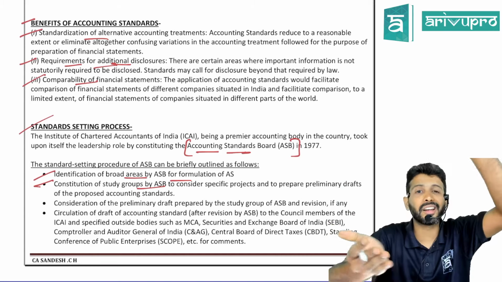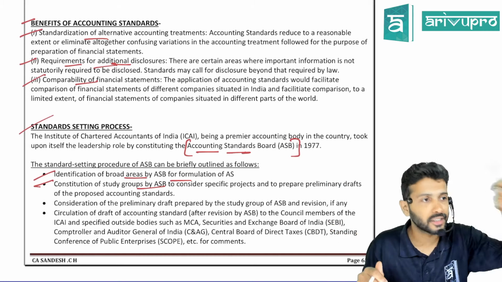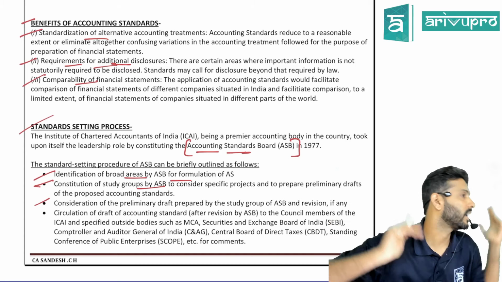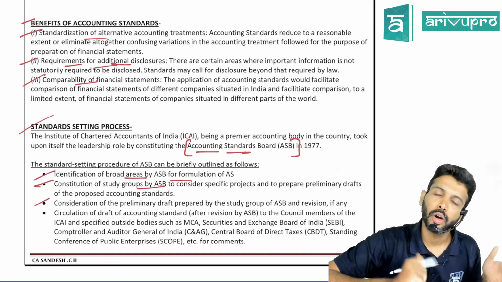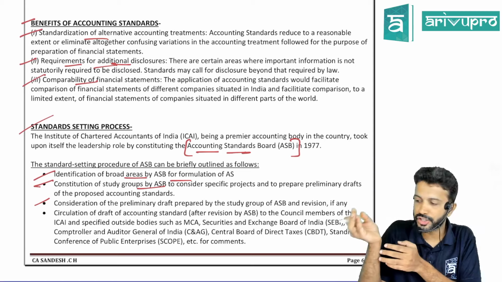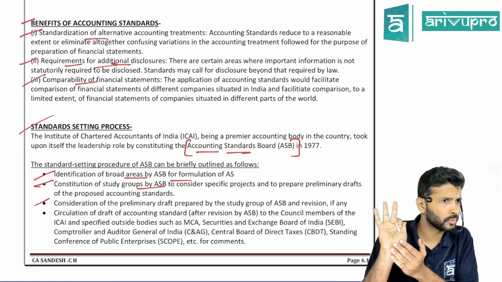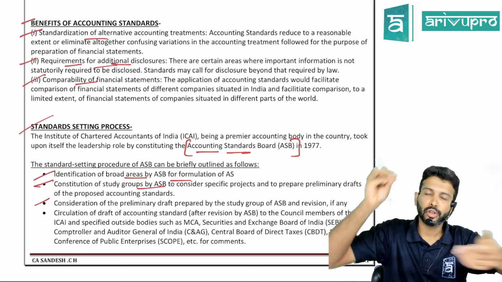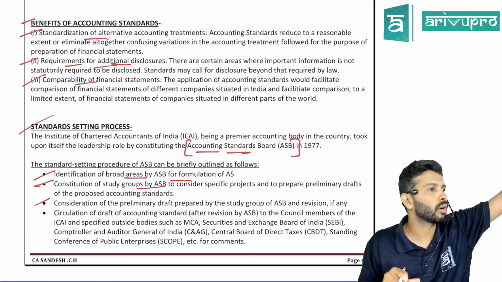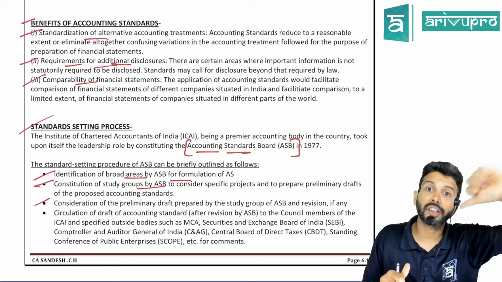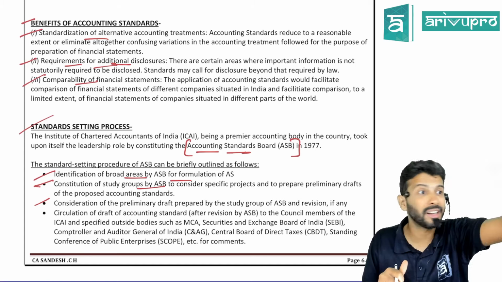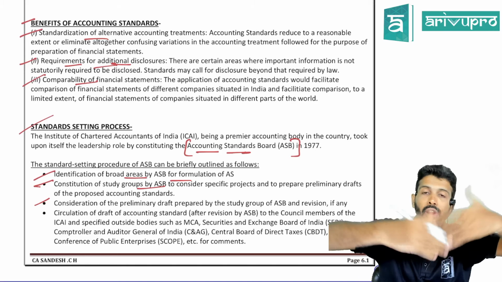They'll frame a draft standard. One draft standard, they will form it. Once the draft is formed, they will circulate this to all the interested parties. Like CA Institute is formed, but it affects your CS, ICSI also. So this draft standard will go to the Company Secretaries board, Cost Accountants board, RBI, SEBI, the CBDT, Central Board of Direct Taxes, to all of the interested parties.